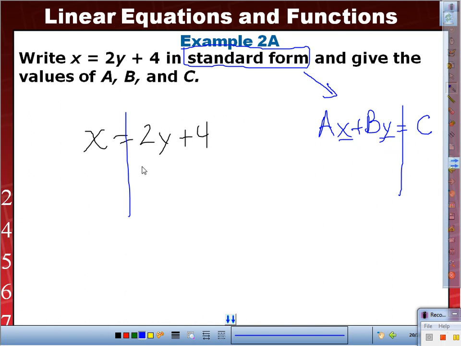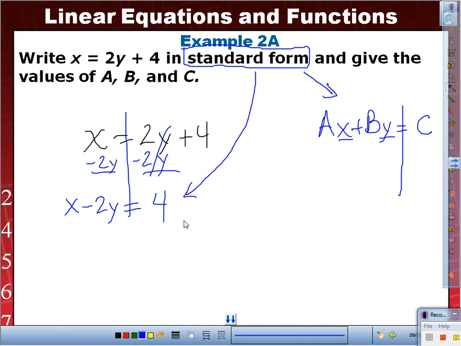So what do I need to do to y here? Subtract y, subtract y. That leaves me with x minus 2y equals 4. Do I have both x and y on the same side? Yes. So now this is what? Standard form. So now they want us to identify what? The values of a, b, and c. A, b, and c. All right, let's look at this equation. Look up and look at our standard form. Say to your neighbor the value of a.